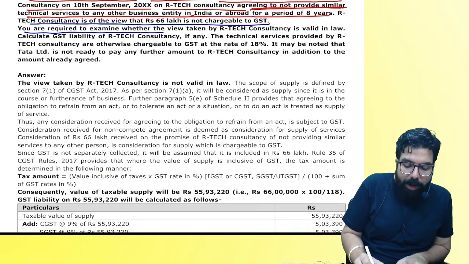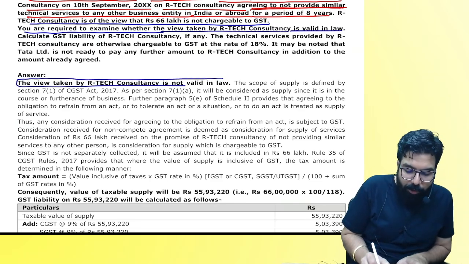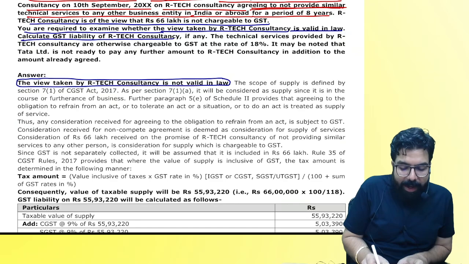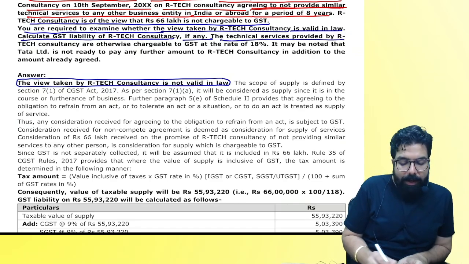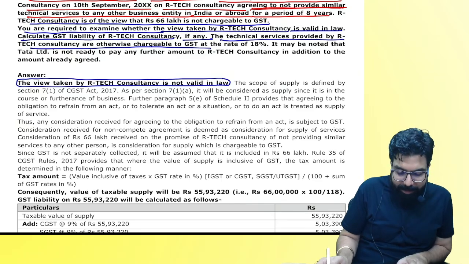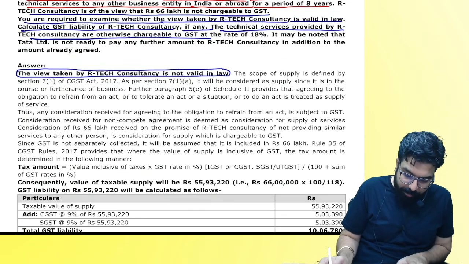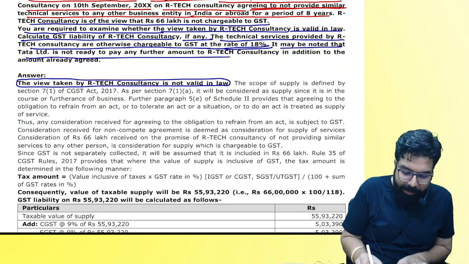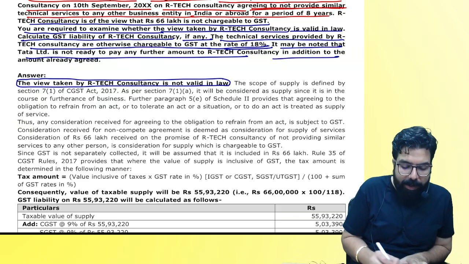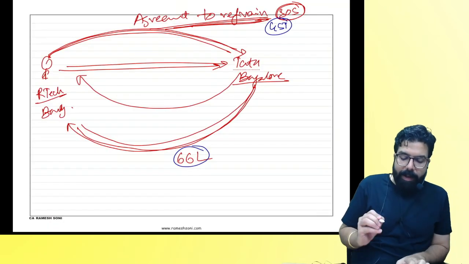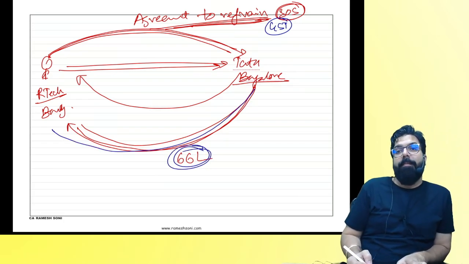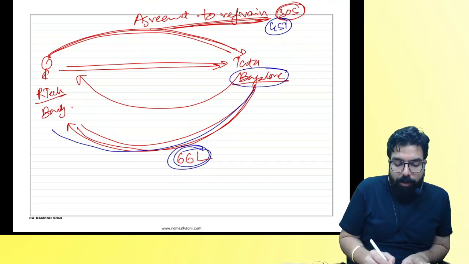You are required to examine whether the view taken by Artec is valid. First line has to be told: is it valid or not valid? Then calculate the GST liability, if any. The technical consultancy services are otherwise charged at the rate of what, everyone? What is the rate of GST? 18%. It may be noted that Artec is not ready to pay any further amount in addition to the amount already agreed. When they have paid 66 lakh, we will assume it to be inclusive of GST.